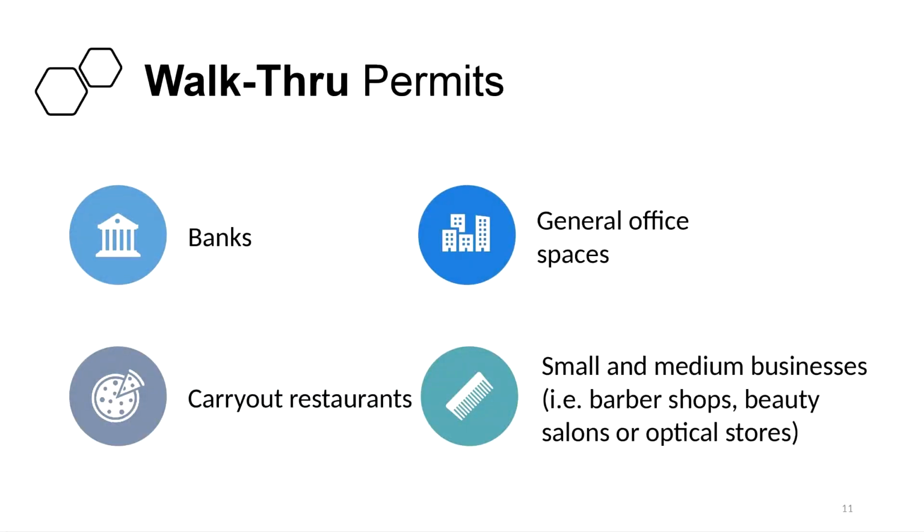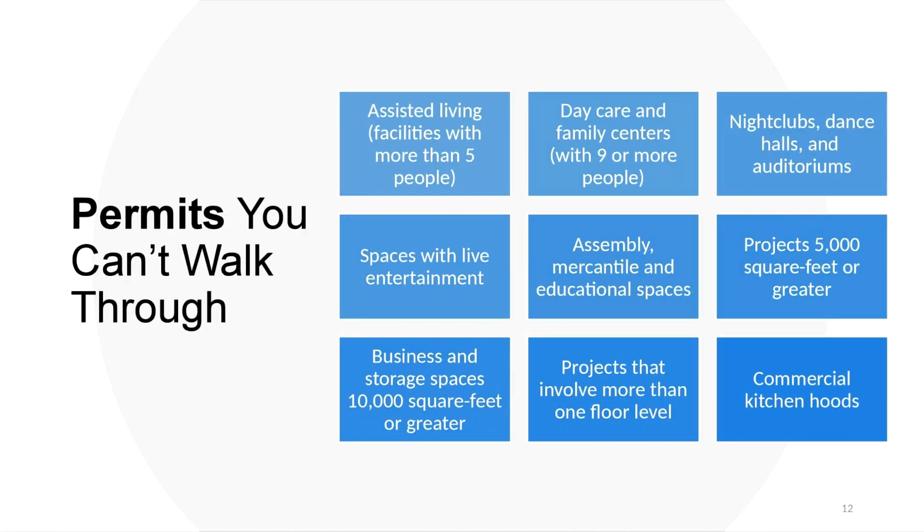As mentioned, there are several permit types that can be walked through and typically received the same day. Banks, general office spaces, carry-out restaurants, or small and medium businesses, such as barbershops, beauty salons, or optical stores. There are many permits that cannot be walked through.